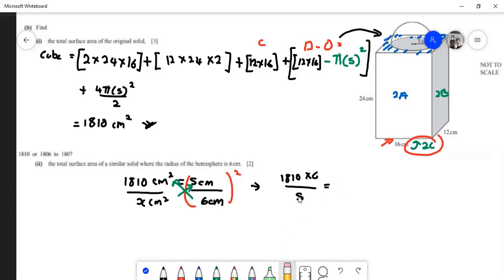But if you notice, I made a mistake here already. I forgot to put the square. That might give us a misleading answer. So here will be 1810 times 6 square divided by 5 square equals to x. Therefore, my x, you can just press your calculator. I believe the answer should be correct based on my logic. Yep, the answer is correct. We get 2606, which is within the answer limit. 2606 cm square. That's how you do this 2-mark question.